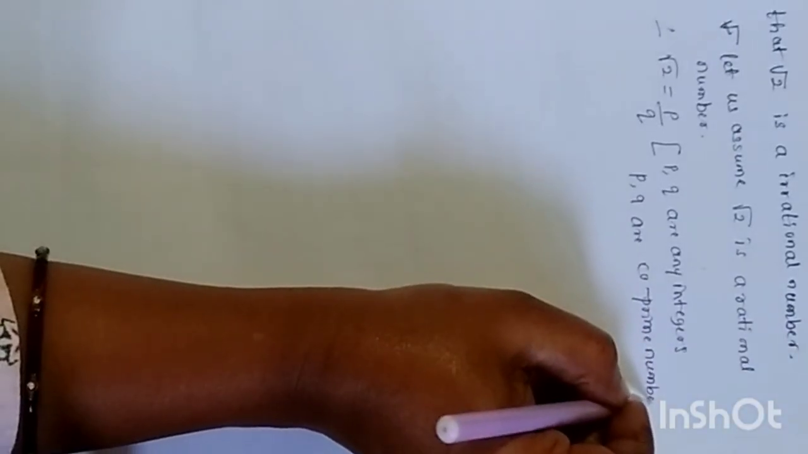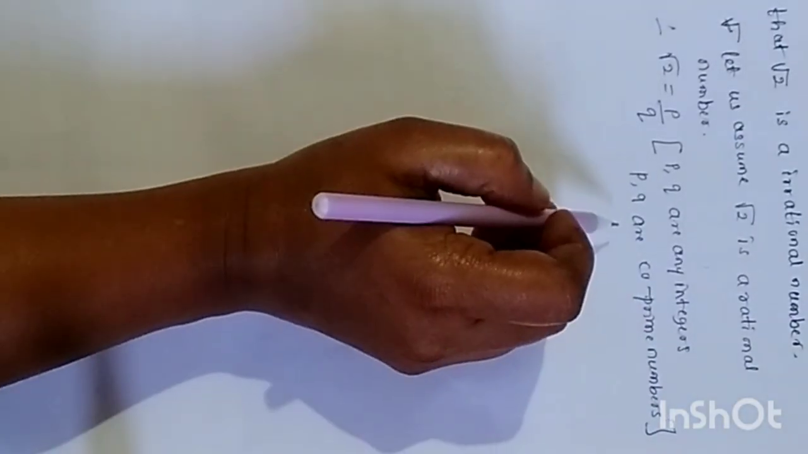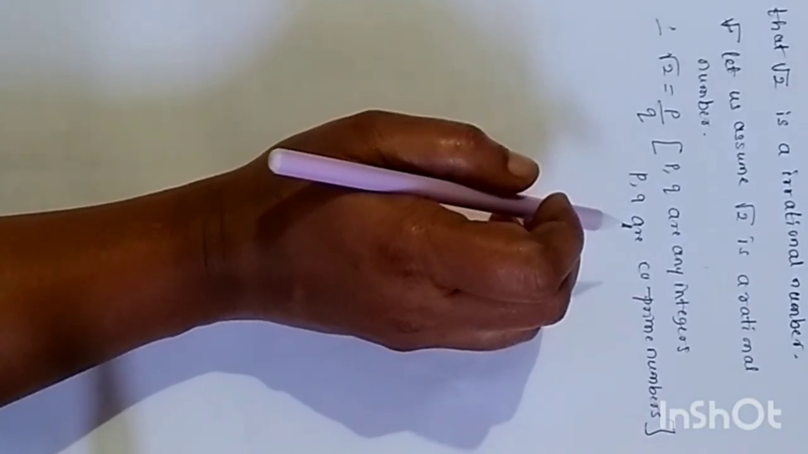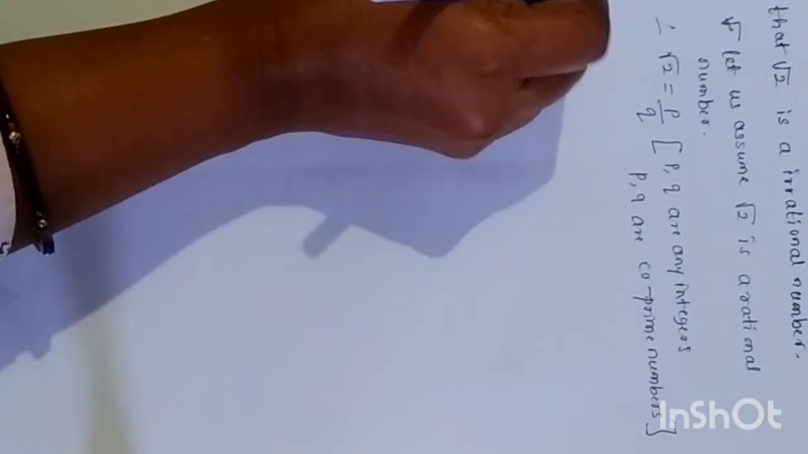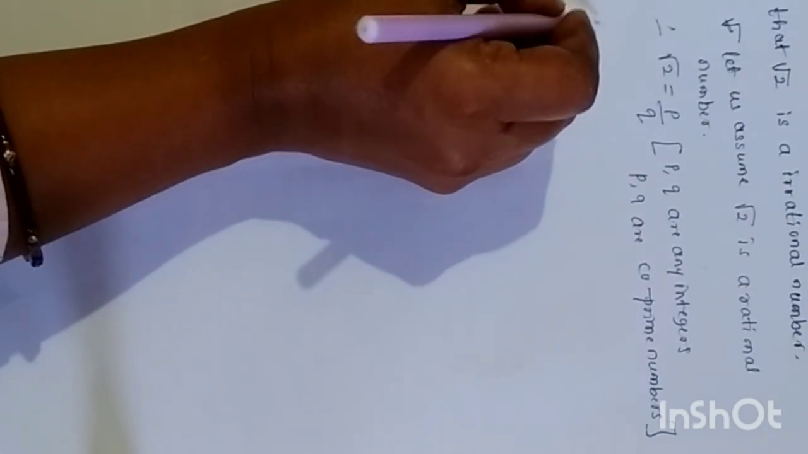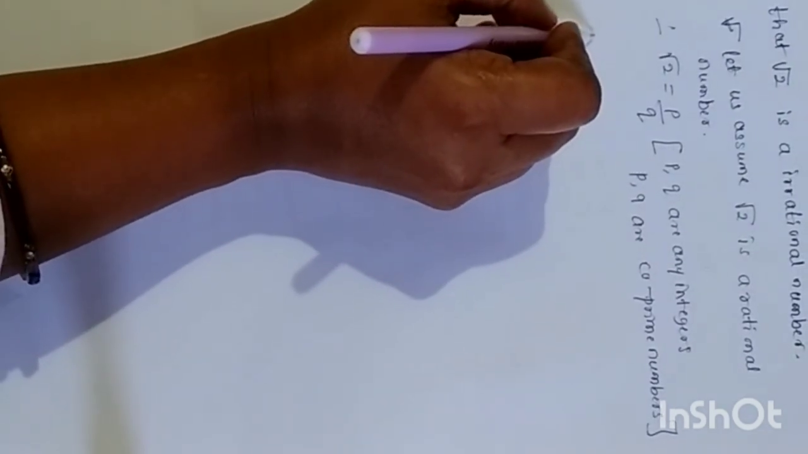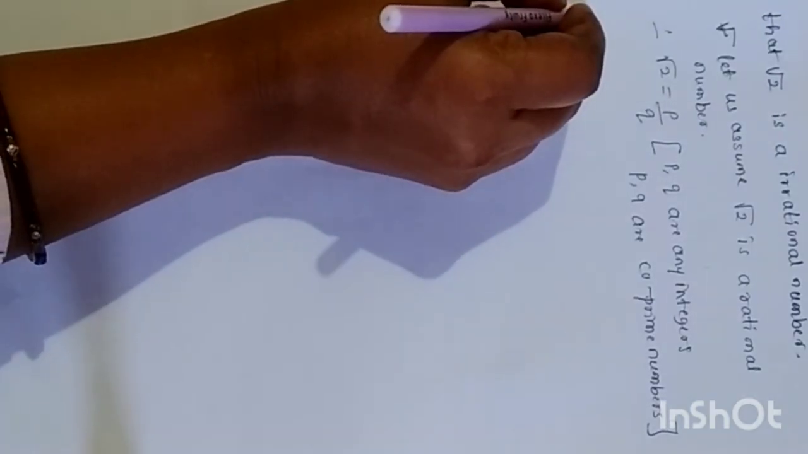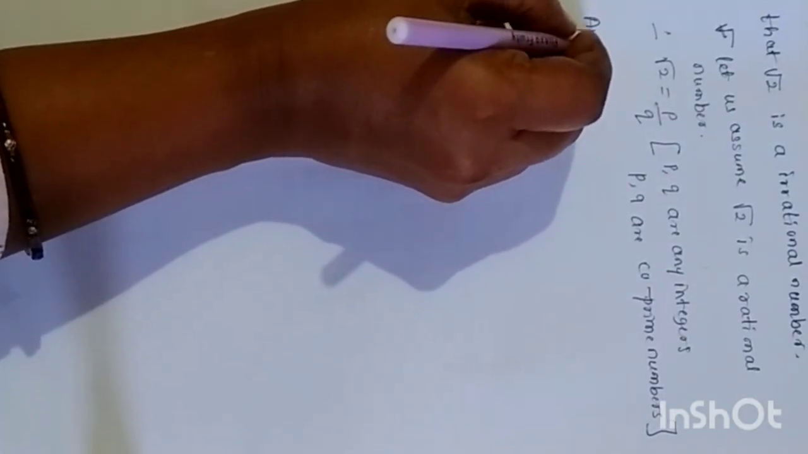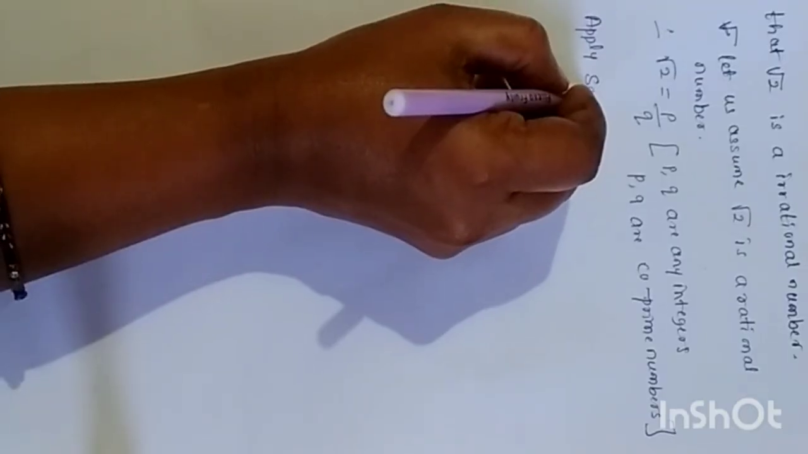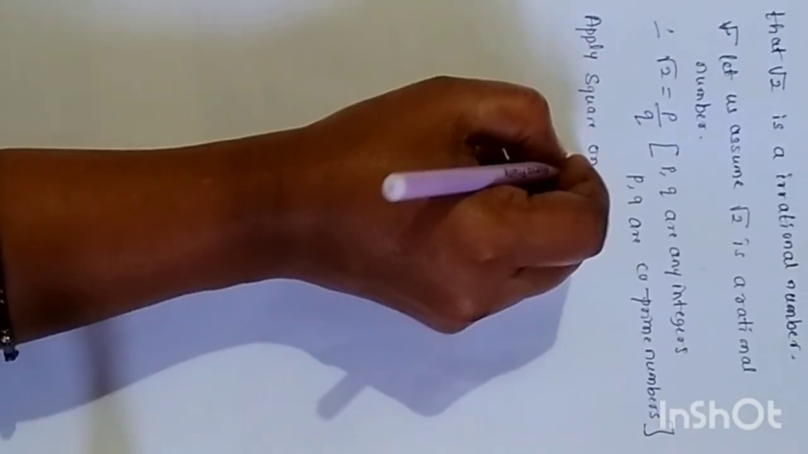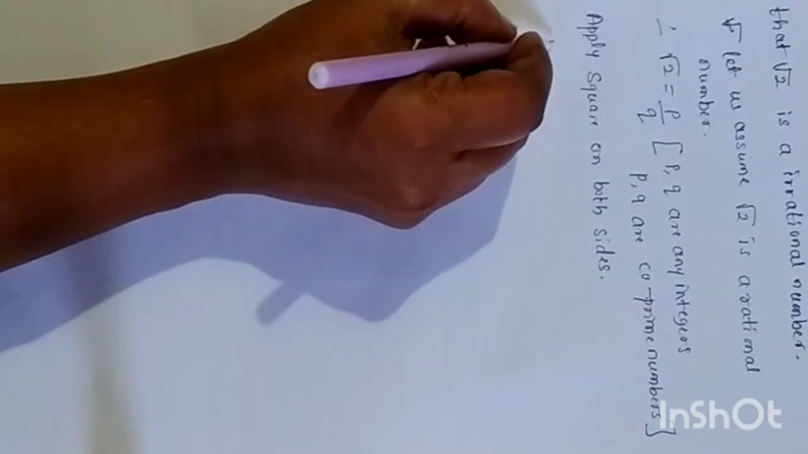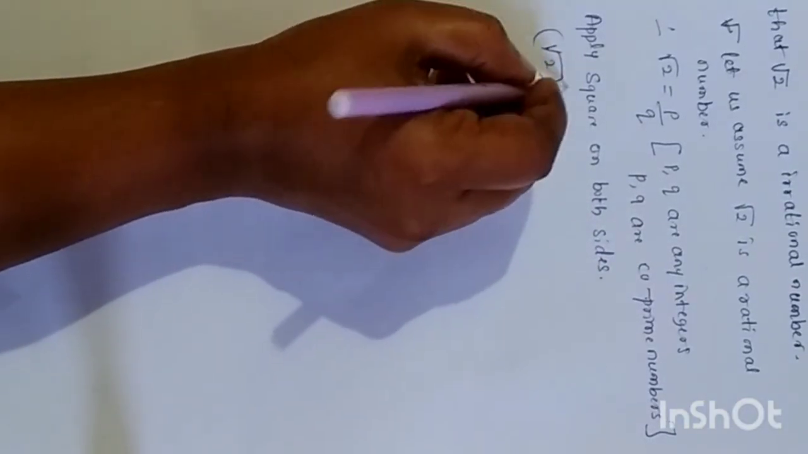So students, what is the meaning of co-prime numbers? Co-prime numbers means the numbers have no common factor other than 1. Now I will remove the square root by applying the square on both sides. So you write the step here: apply square on both sides. So now we have to apply the square on both sides.